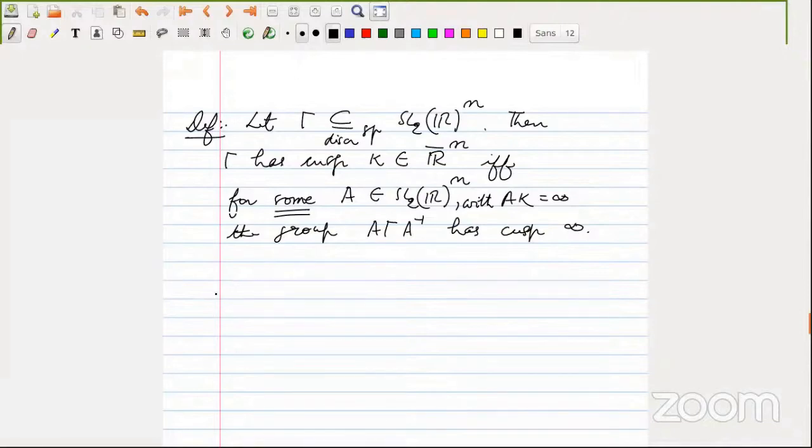So I'm going to set, we'll see that, okay. So now let us set here H N star to be equal to H to the N union, okay, I'm going to add all the possible cusps of gamma.